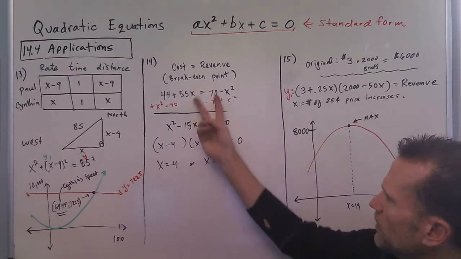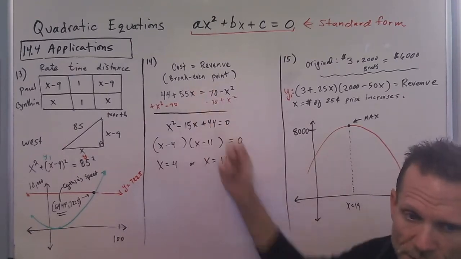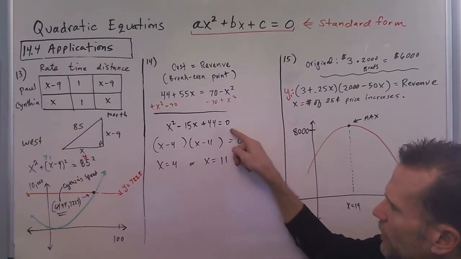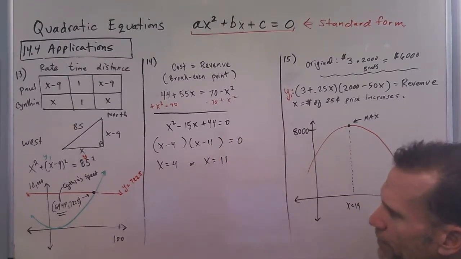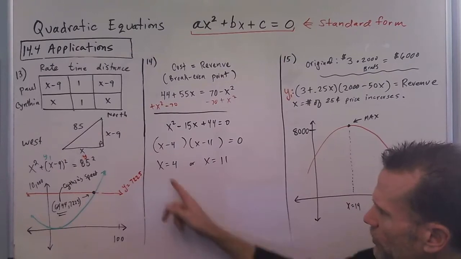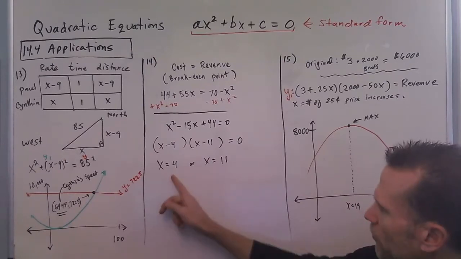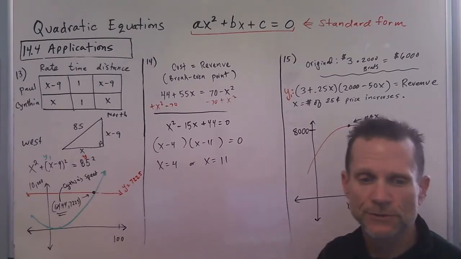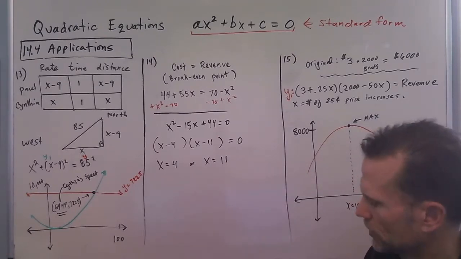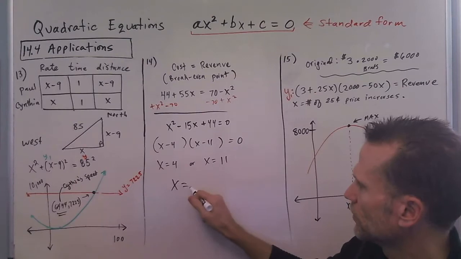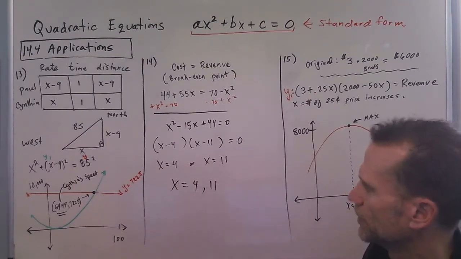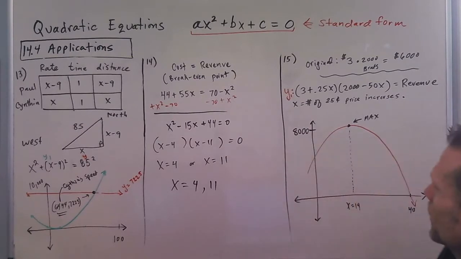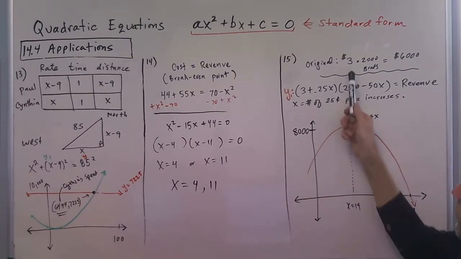Well, if we want the break-even point, we can just set those two formulas equal to each other. Manipulating that, we get this in standard form, and we can factor it. And we actually find out that there's 2 break-even points, 4 cameras or 11 cameras. And it says to separate our answers with a comma. So we could say X is equal to 4, 11.